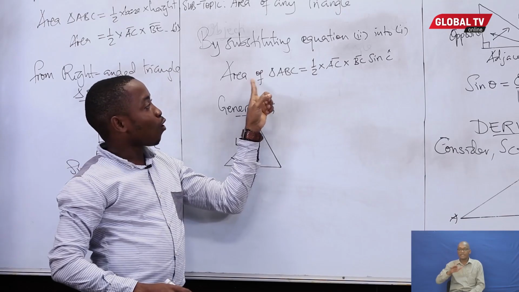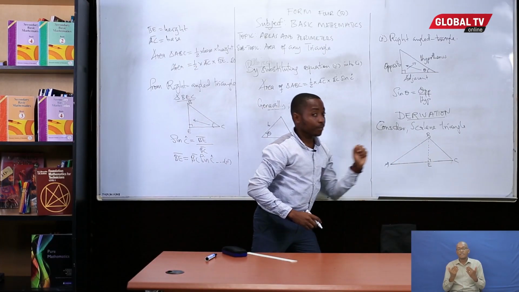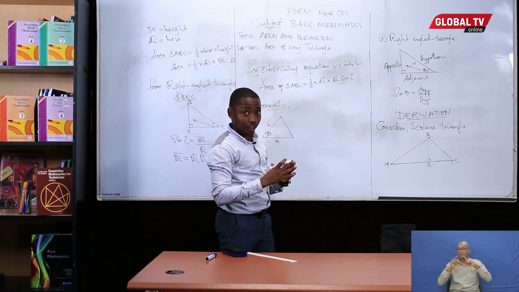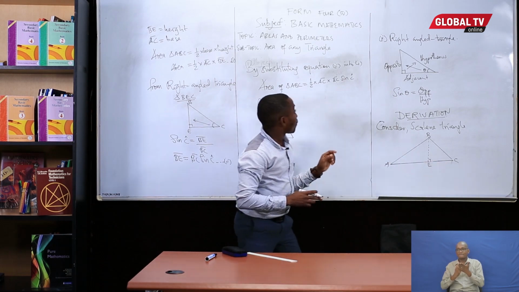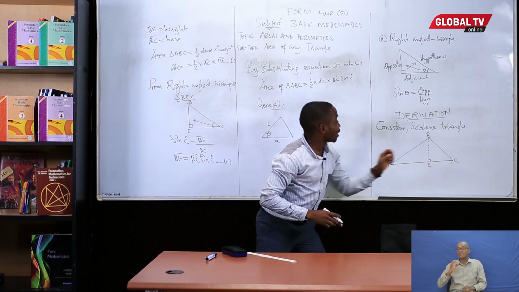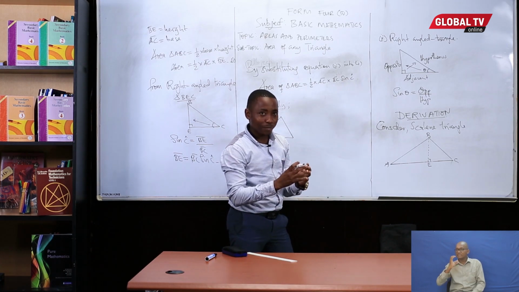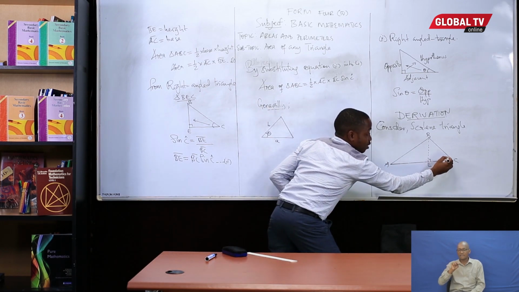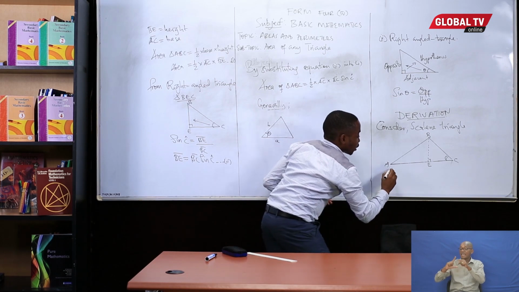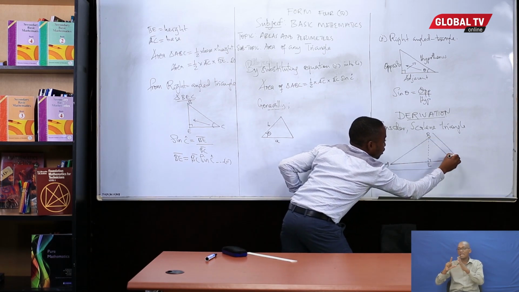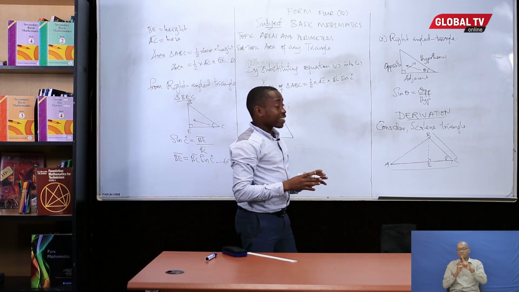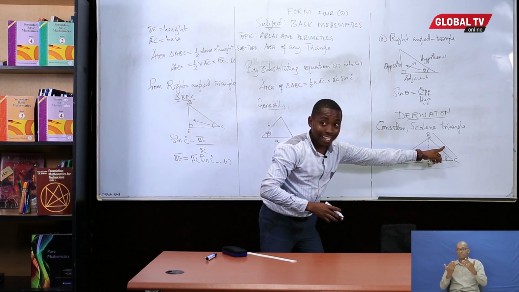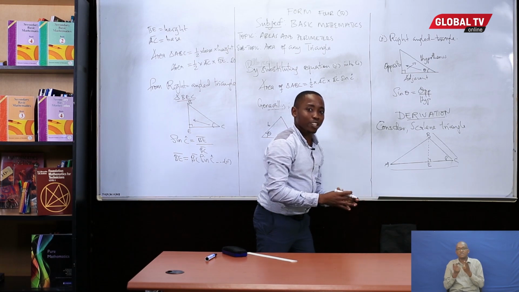The area of triangle ABC, it is obtained by taking a half times AC, observe it very carefully, AC multiplied by BC multiplied by sine C. Where is sine C? This is what I want you to focus on. Sine C, this angle C, it is the angle which is between line AC and line BC. So in order to get the area of any triangle, you must have two sides and the included angle, the angle between the two sides.